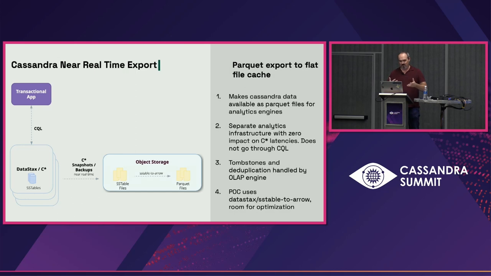This proof of concept that we built uses a repo that Seb, I think, created, so DataStax sstable-to-arrow, and it basically lets you export your data from Cassandra to the Arrow format. So you can see the snapshots or backups happen in near real time, and it goes from the sstable format to Parquet. Now, with the Parquet files that get dumped out, we upload them to an object store like S3 or GCS, Google Cloud Storage.